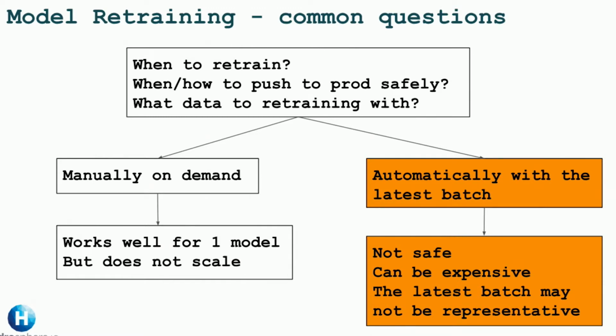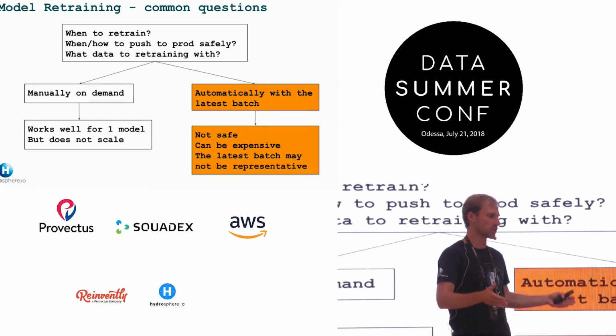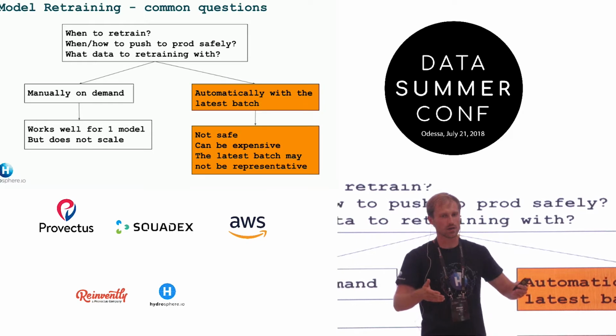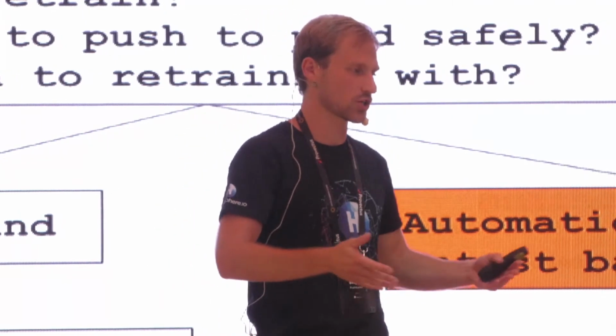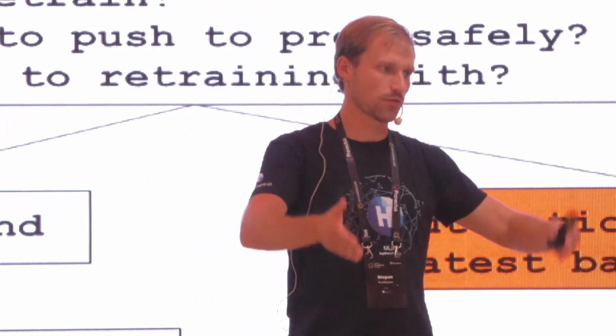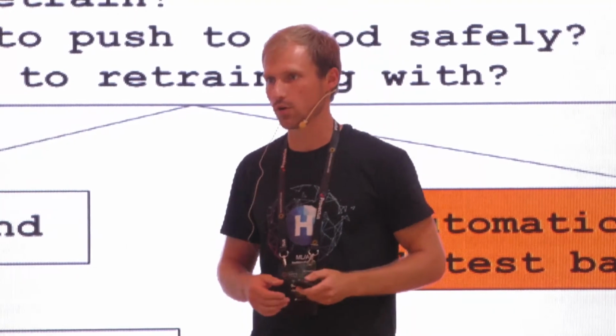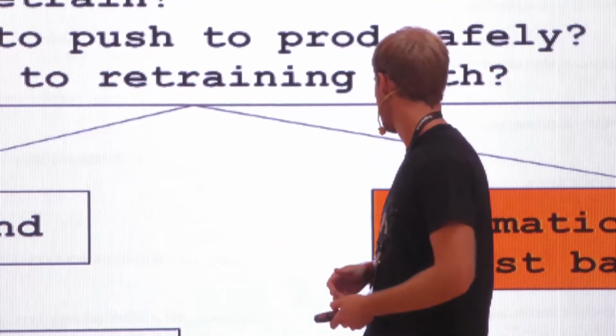It can be expensive. If it requires manual labeling of your data, you cannot label just the latest batch and retrain with that. You can end up in a local minimum or maximum, and the latest batch doesn't mean the best data you have. At the end of the day, you need a diverse data set from the latest batch and from the history, to catch all the patterns.